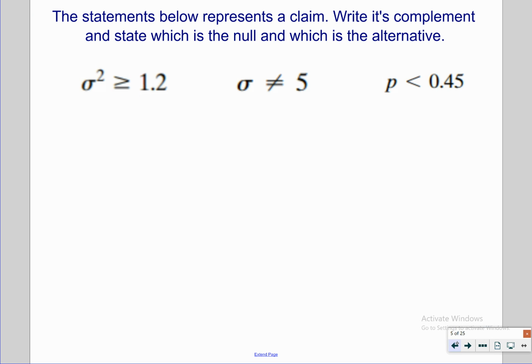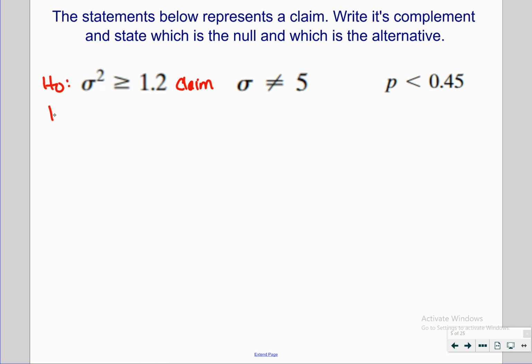Okay, so we have some mathematical statements here, and they represent a claim. We want to write its complement and then state which one is the null and which one is the alternative. Okay, so this first one, what is that symbol, that little sigma squared? What's that the symbol for? Do you remember? It's variance. So this is a statement about variance. The claim is that the variance of something is greater than or equal to 1.2. Okay. If it has a statement of equality, it's got the equal symbol, is it the null or the alternative? It's the null.